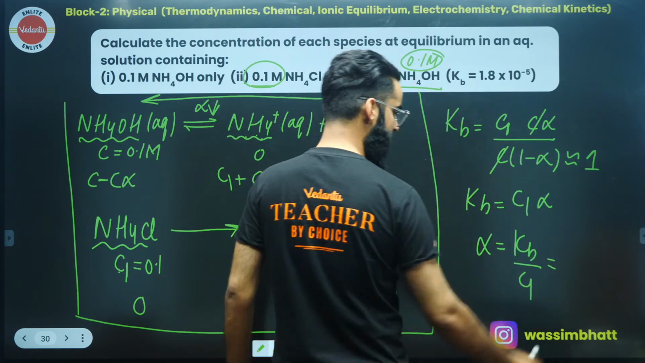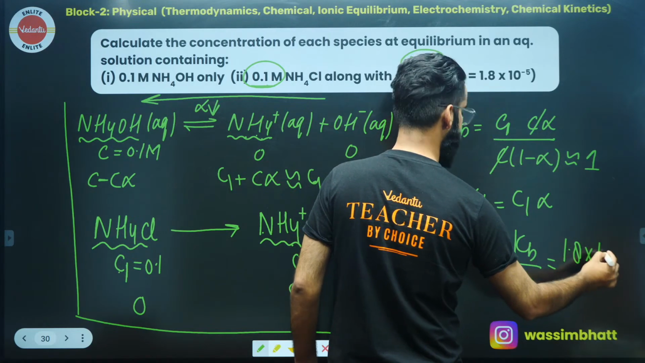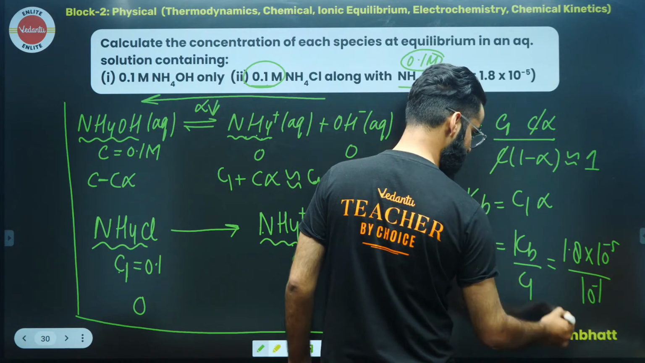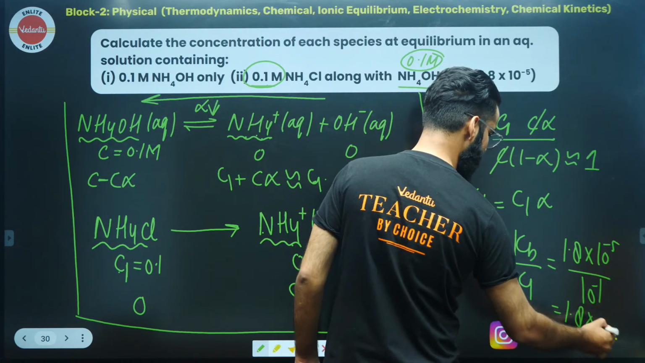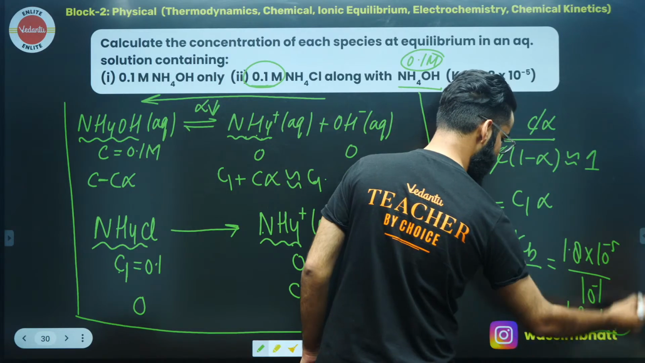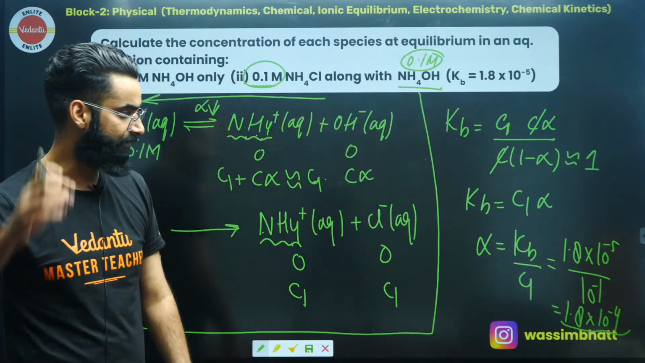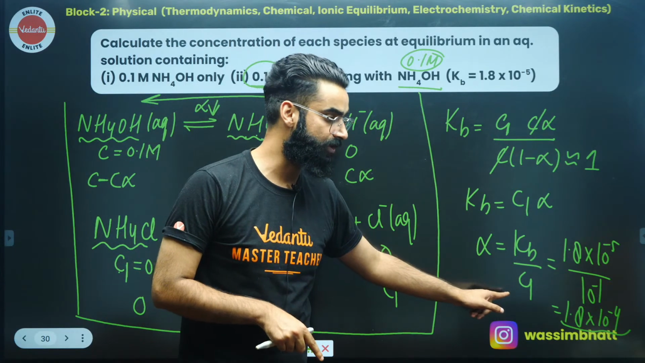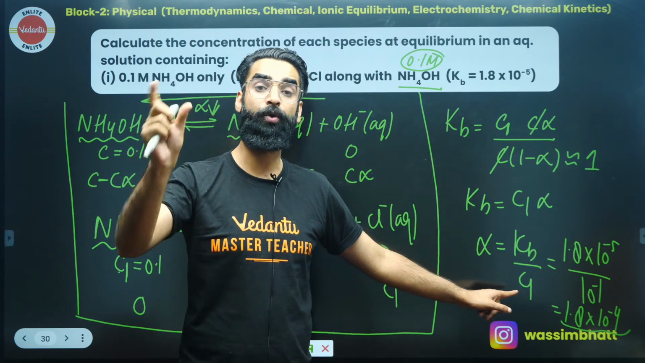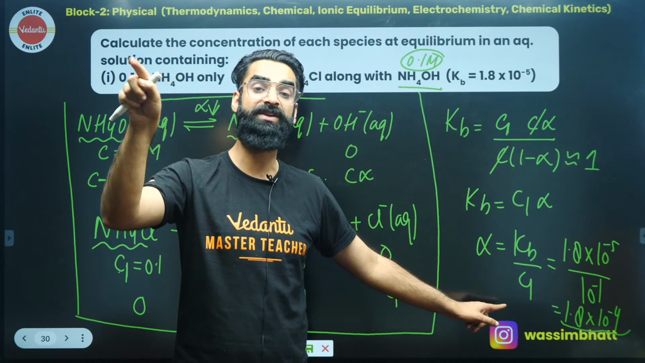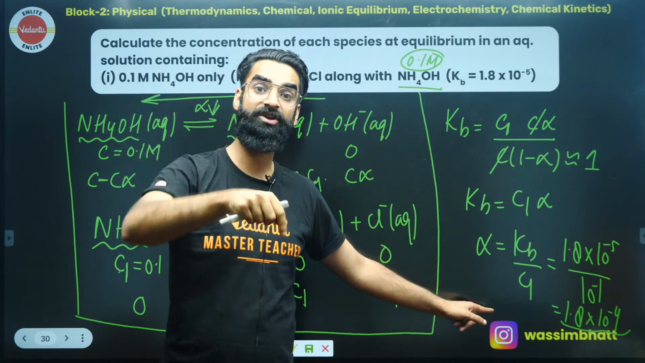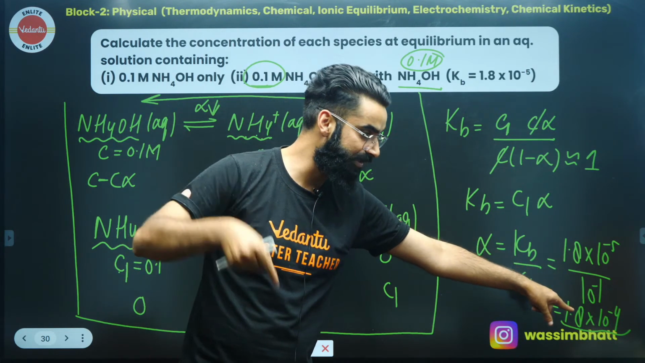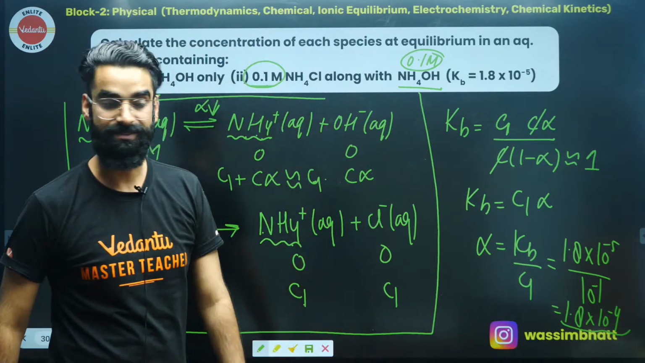What is the value of Kb? The Kb value is given as per the question, 1.8 into 10 raised to power minus 5. What is the value of C1? It is 0.1, which means 10 raised to power minus 1. So the value comes out to be 1.8 into 10 raised to power minus 4. This is the value of alpha, my dear people. If you want to check whether the alpha value has reduced or not, when NH4OH was present alone in the container, its alpha was 1.34 into 10 raised to power minus 2. Now after the addition of the strong electrolyte, check the alpha value, 1.8 into 10 raised to power minus 4. So alpha has actually decreased, it has been suppressed, right?